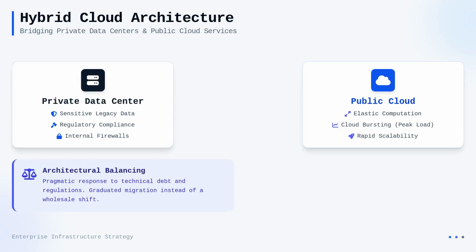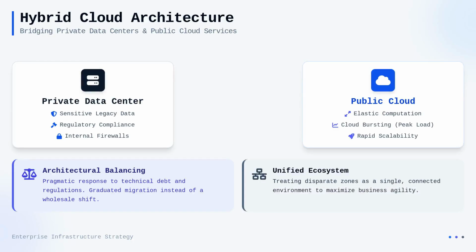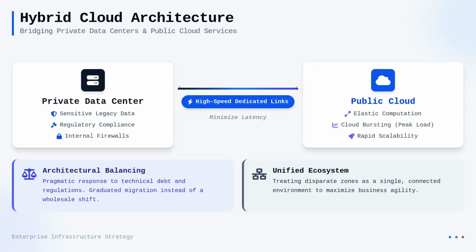This hybrid approach allows for a graduated migration, acknowledging that technical debt and regulatory requirements often prevent a wholesale shift to a public environment. The fundamental goal is to treat these disparate zones as a single, connected ecosystem. Achieving this requires robust connectivity, often through dedicated high-speed links, to ensure that the latency between the local data center and the cloud provider is kept to a minimum.